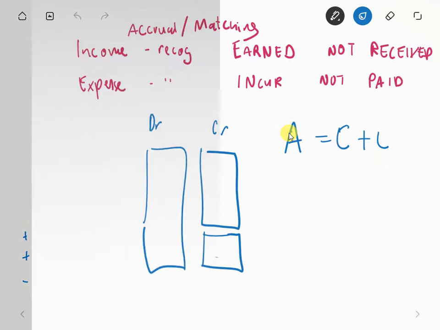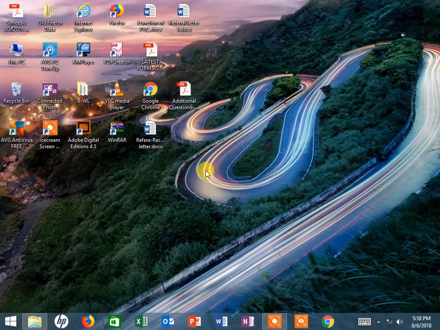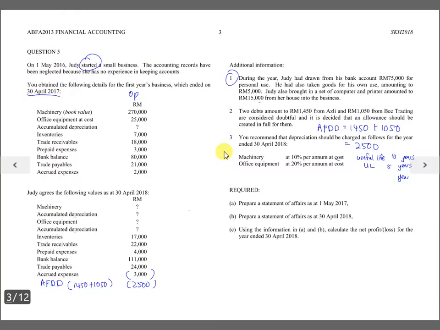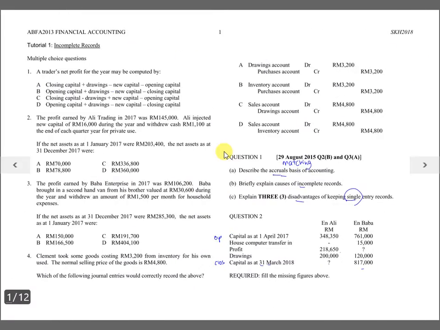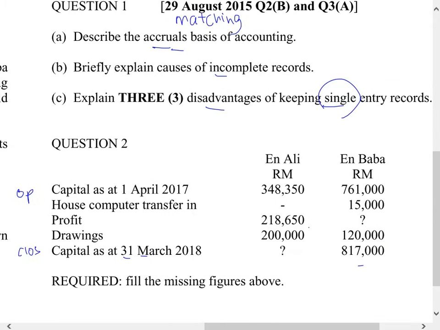So, question 1. Describe accrual basis of accounting. Another name for accrual, can you write there? Matching concept. Accrual basis, accrual concept, matching concept. What is matching concept? What is accrual concept? Same. How to explain?